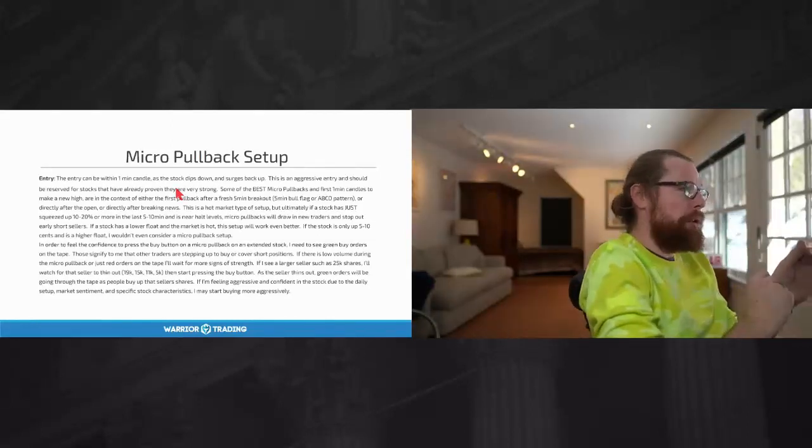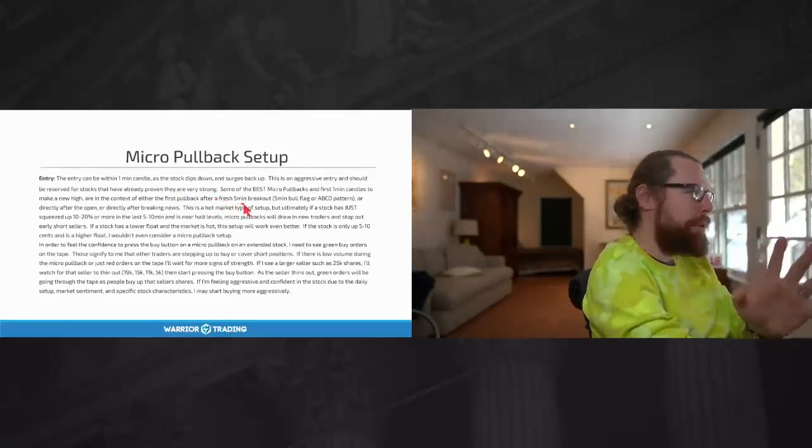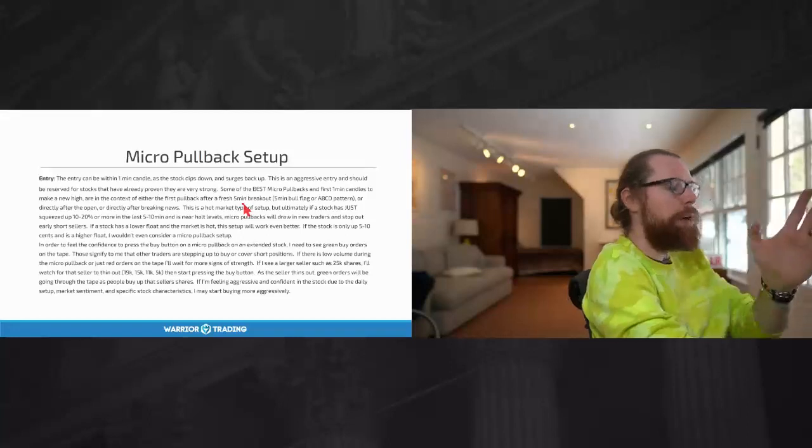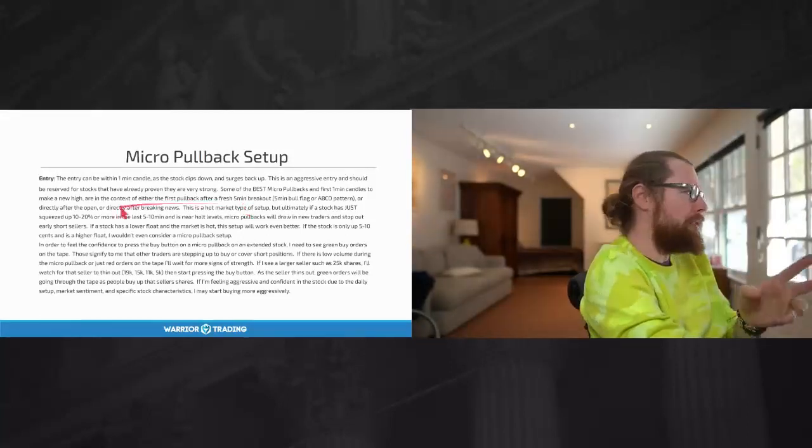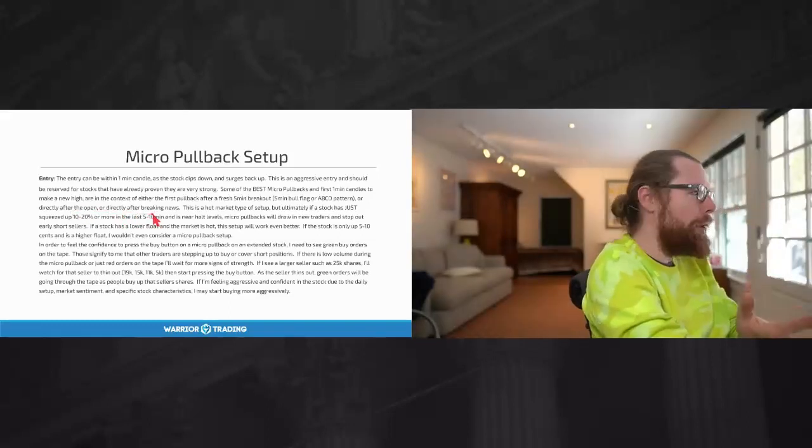Some of the best micro pullbacks are the first 1 minute candle to make a new high. They're in the context of either the first pullback after a fresh 5 minute breakout. So we get a fresh 5 minute breakout and then a 1 minute micro pullback before continuing. But other times they're directly after the open or directly following breaking news.